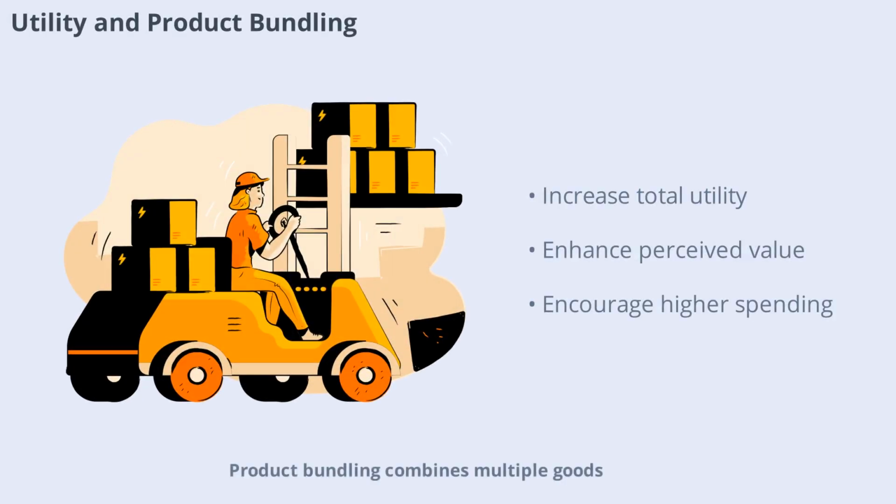Product bundling combines multiple goods to increase total utility for consumers. By offering packages, businesses can enhance perceived value and encourage higher spending. Utility theory helps companies design bundles that appeal to customer preferences.